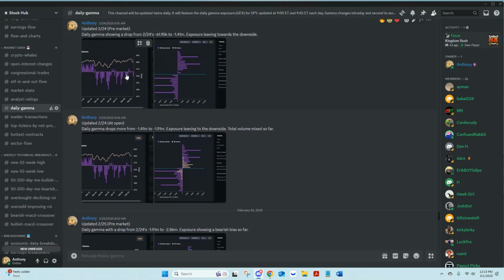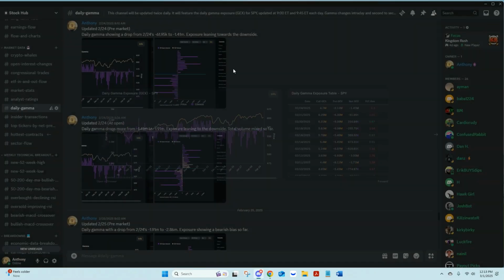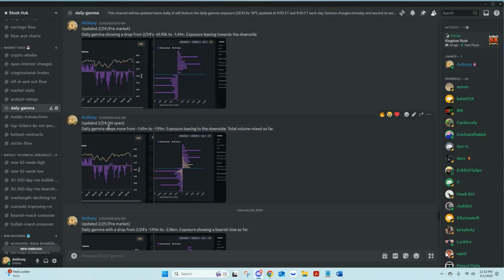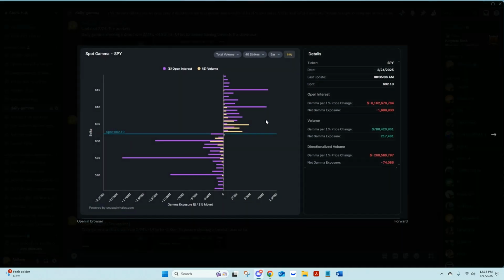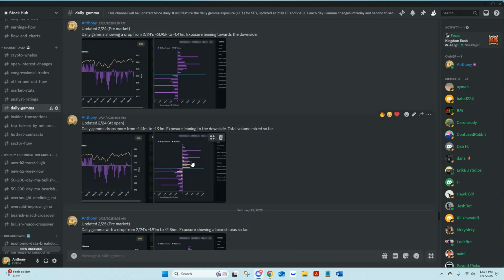Now at open, pay attention to that minus 141 million, and I will update here. So you can see we had that daily gamma drop more now. We saw even another significant decline there. And total volume, this is your intraday volume. Obviously, a little bullish here at open. So again, it's slightly bullish. Nothing super, I almost consider this mixed, but that is your pre-market.